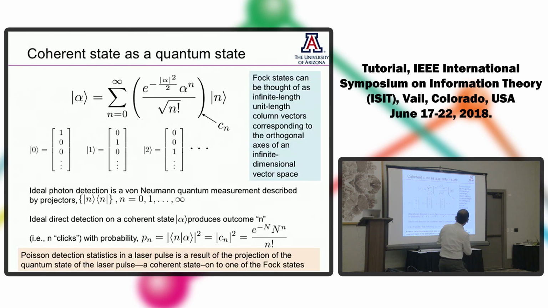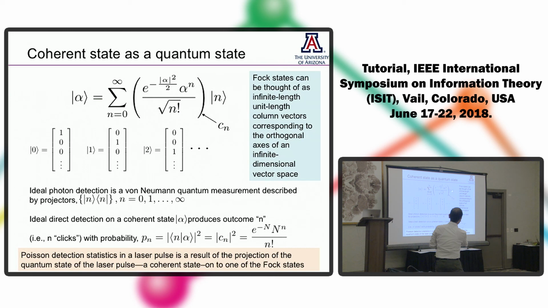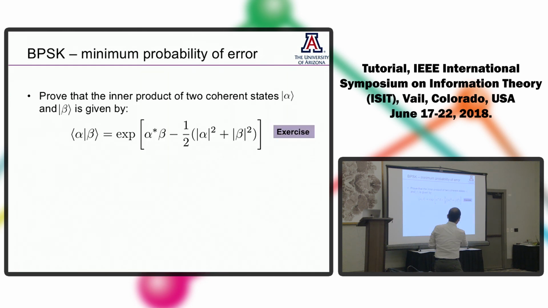All right, so this should be an easy exercise. We can take that coherent state expression, and take alpha and beta to be 2 complex numbers, 2 coherent states, and write down their inner product. We know how to do that because the inner product between Fock states is a delta function, delta_mn, because these are orthogonal. So if you do the math, you will see this is the expression you will get, the inner product between 2 coherent states.